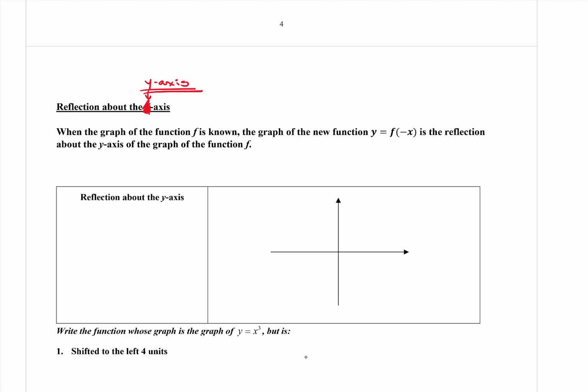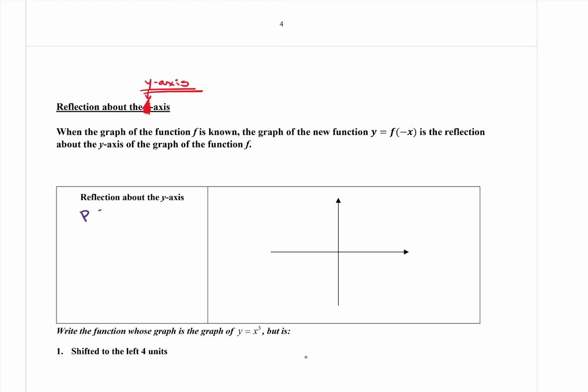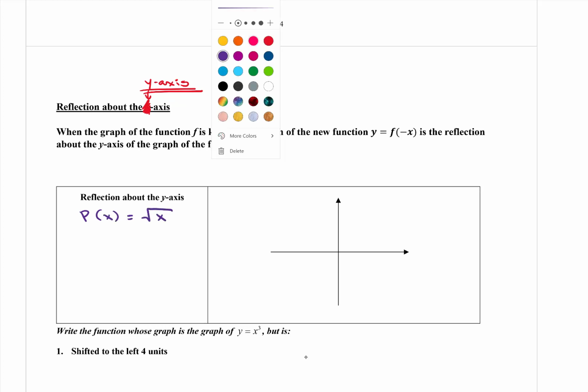I made a mistake on this one, so I'm just fixing it there. That's supposed to be reflection about the y-axis. It said x-axis, but we just did the x-axis, so it wouldn't make sense to do the same example twice.